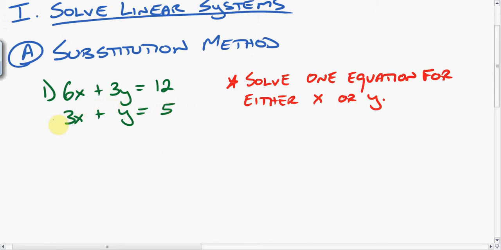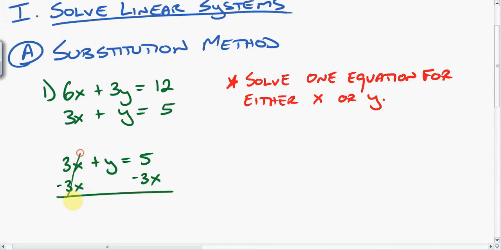So I'm going to start with the second equation here, which is 3x plus y equals 5. And I'm going to solve that for y in this case, because y has a coefficient of 1. So it's a simple one-step move. I'm going to bring over the 3x. 3x minus 3x is 0, so that cancels. And I'm left with y equals negative 3x plus 5.